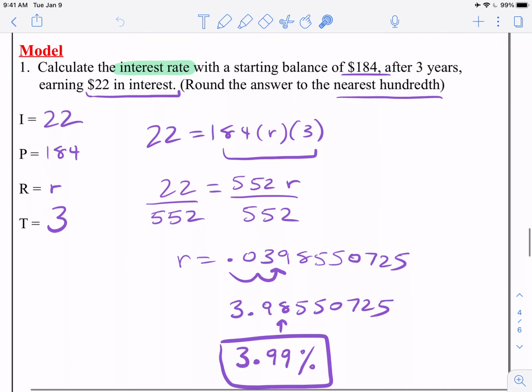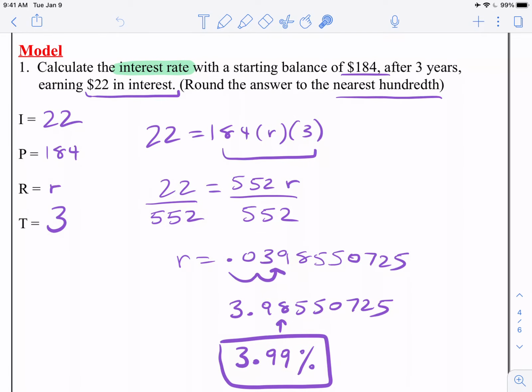Okay, so let's see one worked out where something is missing. In this problem, the rate is missing. It says calculate the interest rate. So that tells me right away the rate is obviously missing. There's a starting balance of 184, so that's my principal. The original amount is 184. After 3 years, so they tell me the time, 3 years, and $22 in interest. Now I don't have to subtract here because 22 is just the interest itself. If it said like the new balance was $200 or something, then I would want to subtract 200 minus 184. But in this one, 22 is just interest by itself.